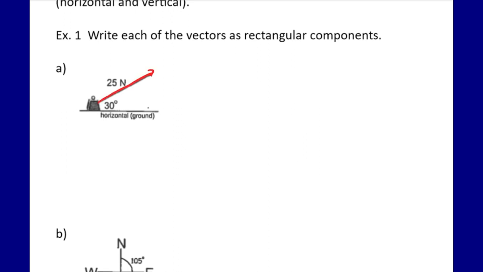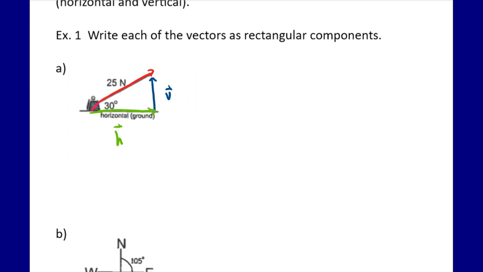This is my vector right now, and I want to break it up into two components. I have the horizontal component, however you want to label it, called the horizontal vector or horizontal component. And I want to break it up into a vertical one as well. So I have two components I'm trying to break this vector up into, and this is going to require us to recall our trigonometry. So this is going back a couple units.